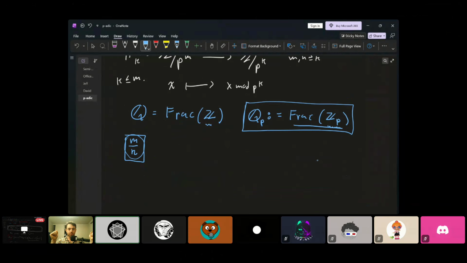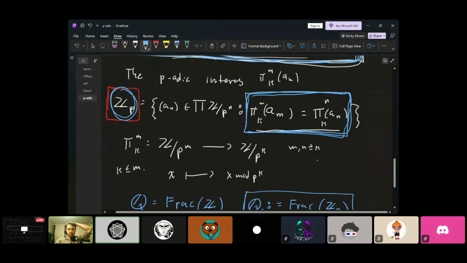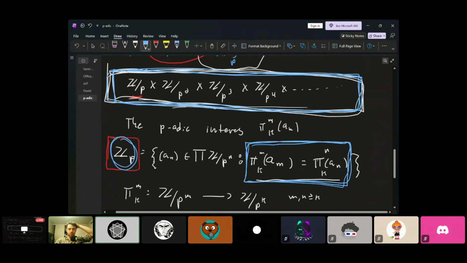I have a question. So there's the raw product without that condition. It seems like this is a subring. Is there anything interesting to say about the factor ring of that over the p-adics?